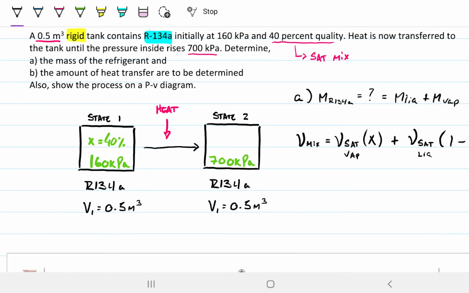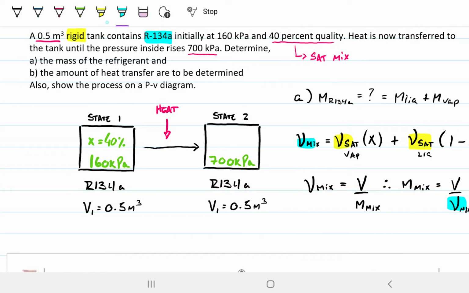So what I need to do is find these two guys. This is my game plan. Find these two guys, and with those two guys, I can find the V mix. With the V mix, the specific volume for the mixture is just the volume divided by the mass of the mixture. So if I want to find the mass of the mixture, the mass of R134A, all I need to do is take that volume and divide by the specific volume of the mixture. I happen to know this is 0.5. So if I find this guy here, the one in blue, then I'm good to go.